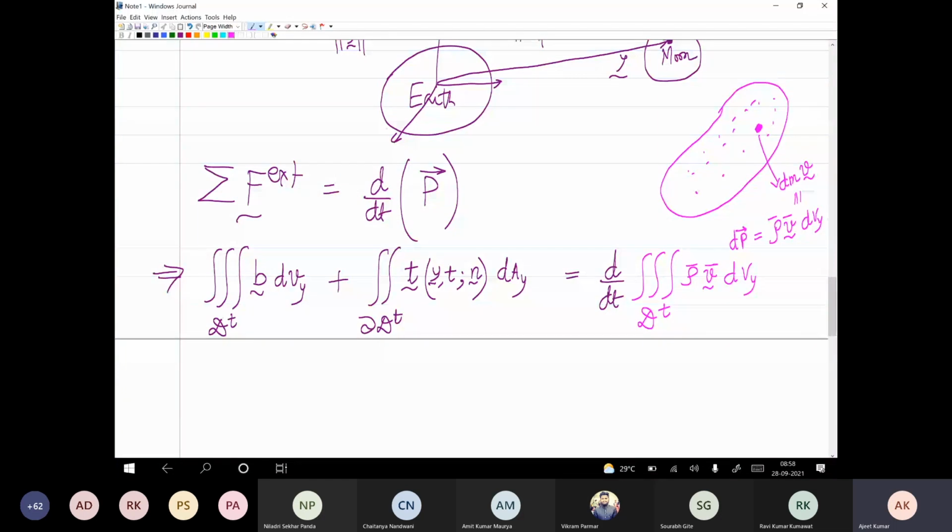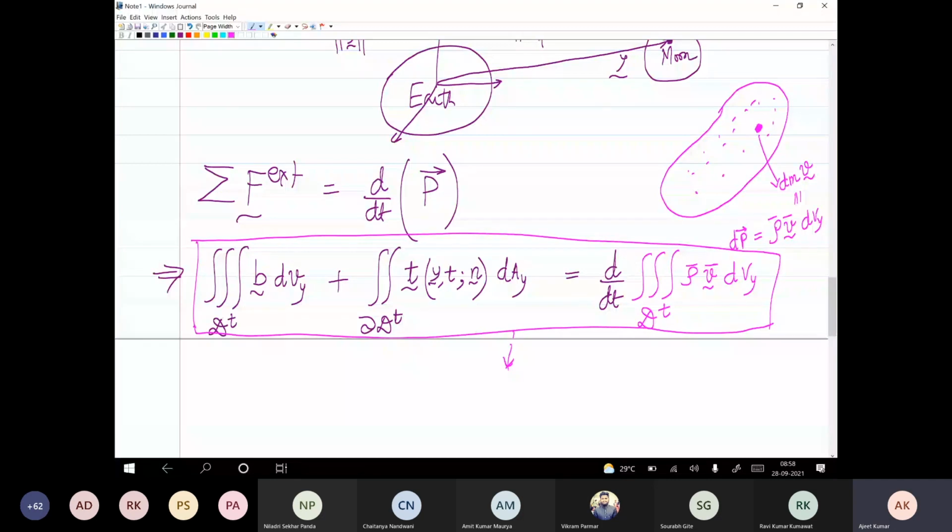So you see, this is the integral form of linear momentum balance. And it is also kind of global in nature because it is not for a location y, it is for the entire part. So we say that this is the integral form of linear momentum balance, LMB, and also it is global in nature. By global we mean it is not for a local point, it is for the entire part of the body.